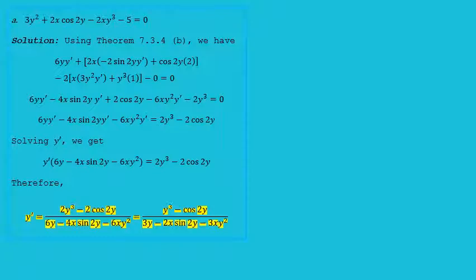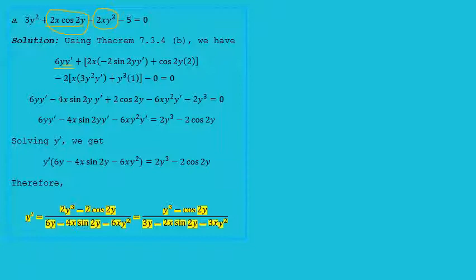Next example, 3y squared plus 2x cosine 2y minus 2xy cubed minus 5 equals 0. So, dito mapapansin ninyo, may trigonometric function tayo sa second term. So, dito class, ma-apply natin dito si product rule. Okay, and then also, here, ma-apply din natin dito si product rule. Okay, sa first term, ang derivative niya is 6y. Diba? Kasi 3 times 2 is 6, and 2 minus 1 is y na lang. And then since variable y ay yung dinerive natin, nag-add tayo dito ng y prime.